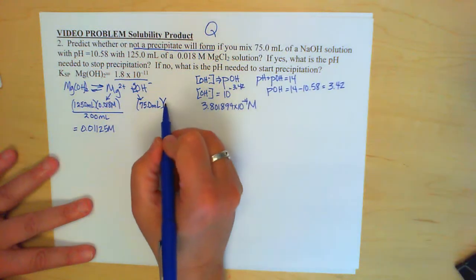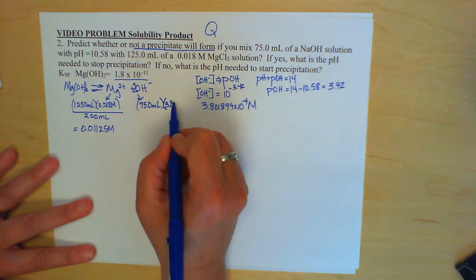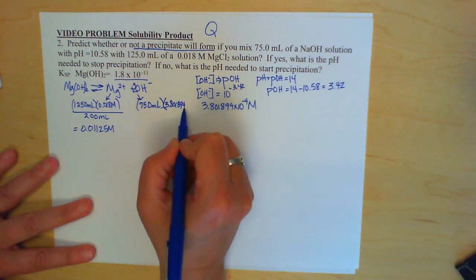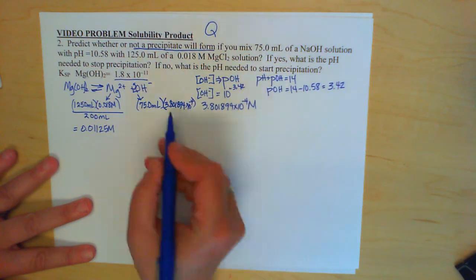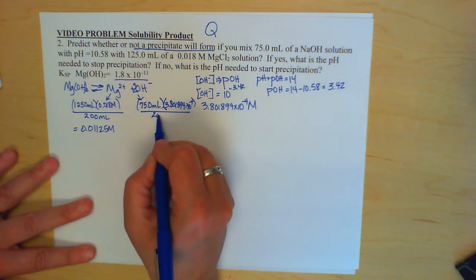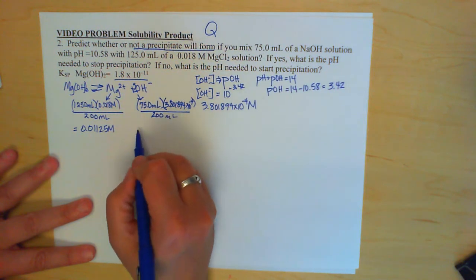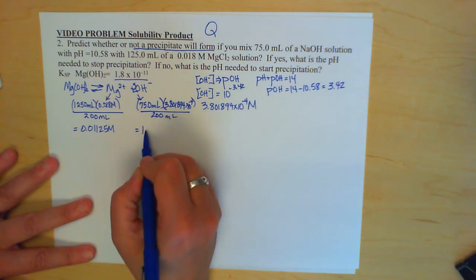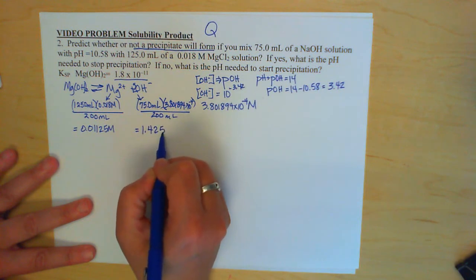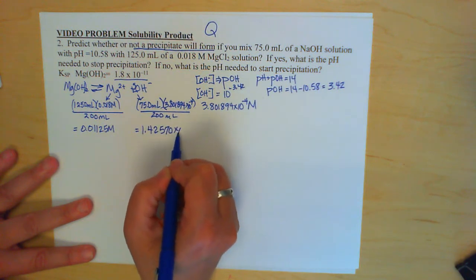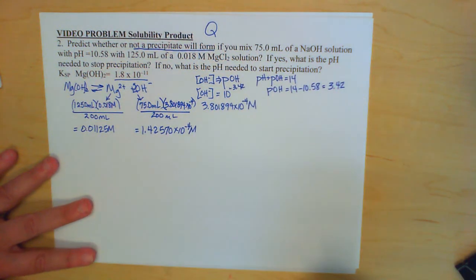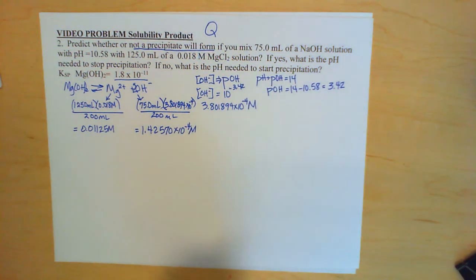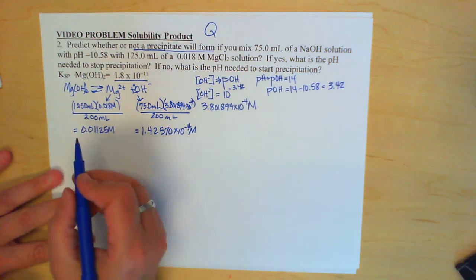So we're going to put it back in here. 3.801894 times 10 to the minus 4th divided by 200 milliliters. So I have a whopping concentration of 1.425710 times 10 to the minus 4 molar. Alright, so now I've found my magnesium concentration. I need my hydroxide concentration.